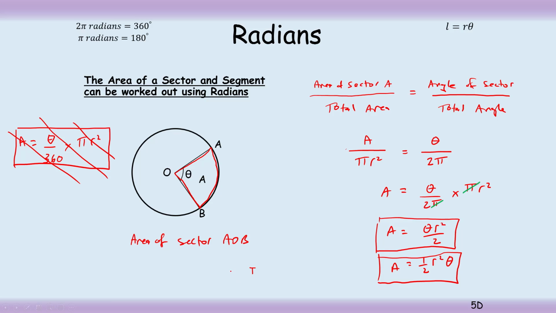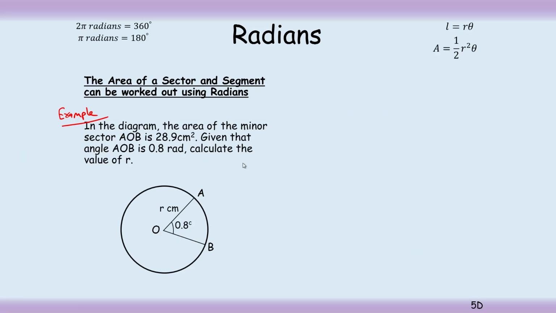Okay, good. So that's how we find the area of a sector. A is equal to theta r squared over 2, or half r squared theta, either way around. So hit pause, make some notes, and when you're ready, hit play and we'll look at some examples.